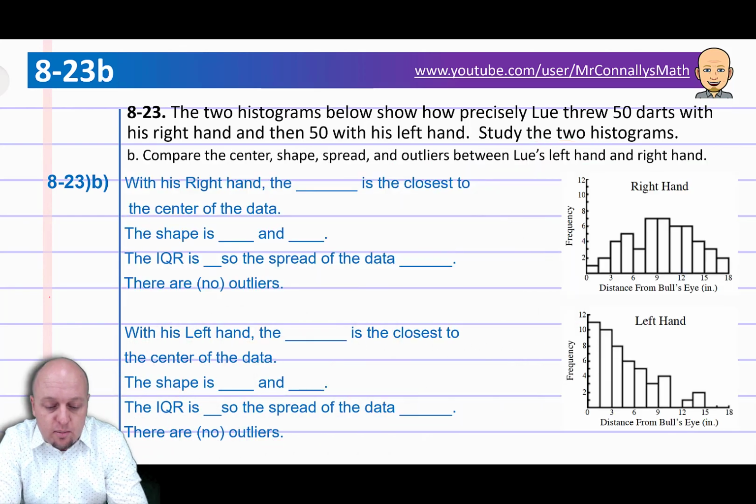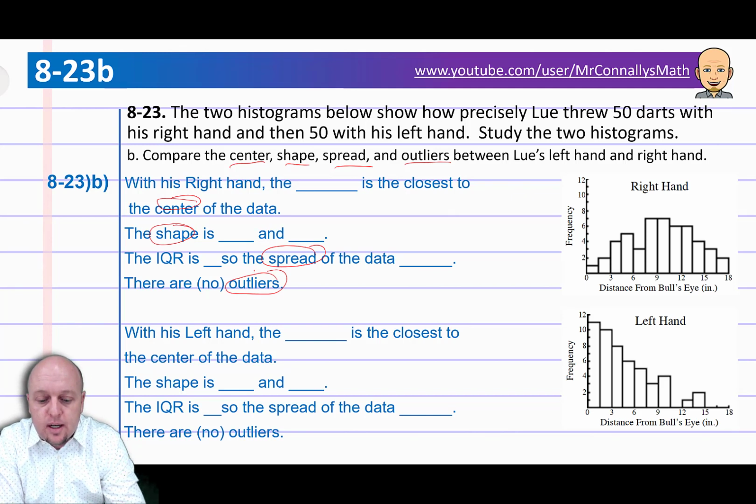All right, let's look at B. Now let's compare the center and spread of these data. Let's start with the right hand. It wants us to compare center, shape, spread, and outliers. So we've got it over here. We'll talk about center in the first sentence, then shape, then spread, and outliers. Are there or are there not? You'll have to decide.